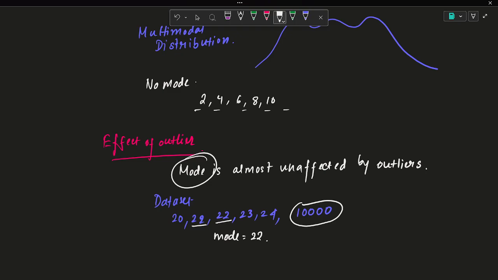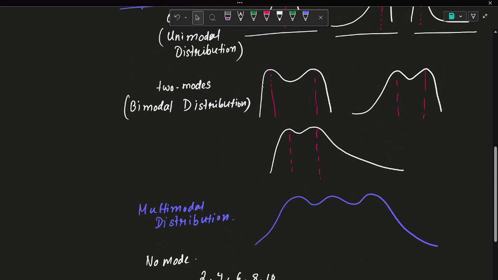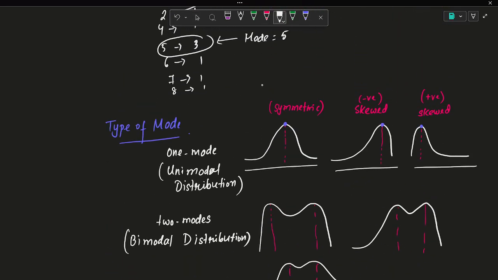Now what is the effect in a skewed data set? You have already seen, whenever you have skewed data, when the hump is on the right side, the mode will be on the right side. When the hump is on the left side, then the mode will be on the left side. So mode remains near the right side or left side depending on the hump present in the skewed data.